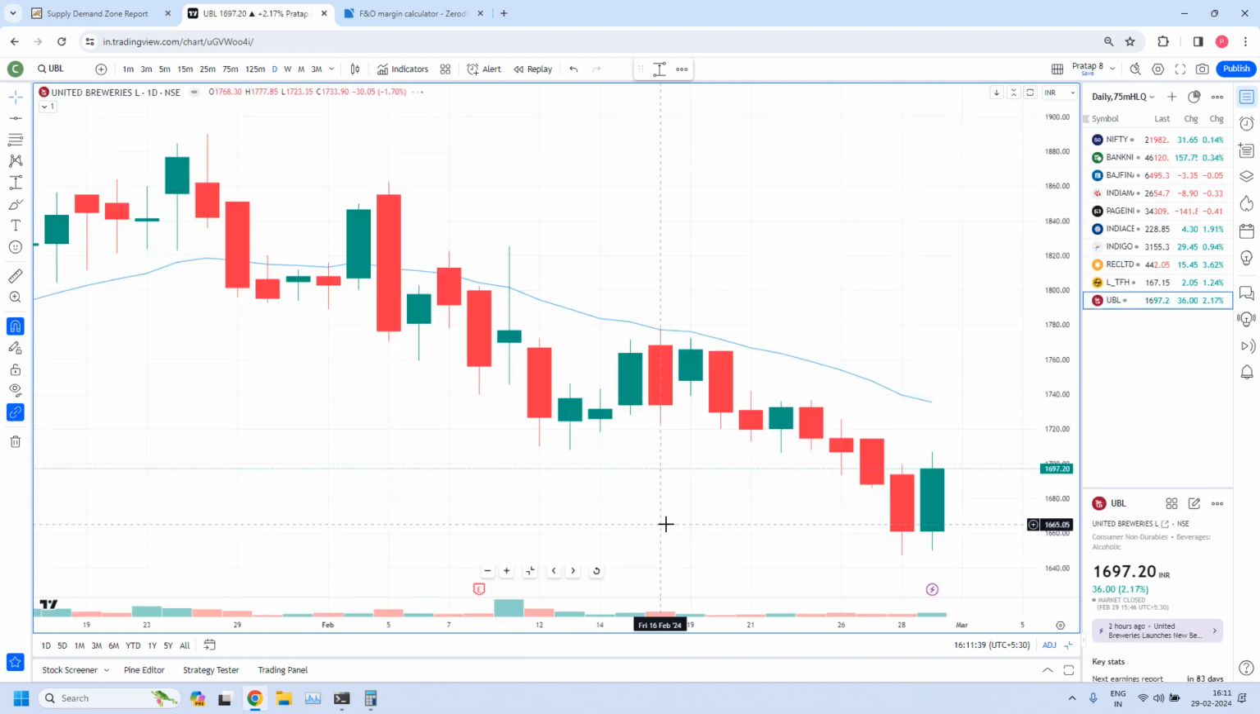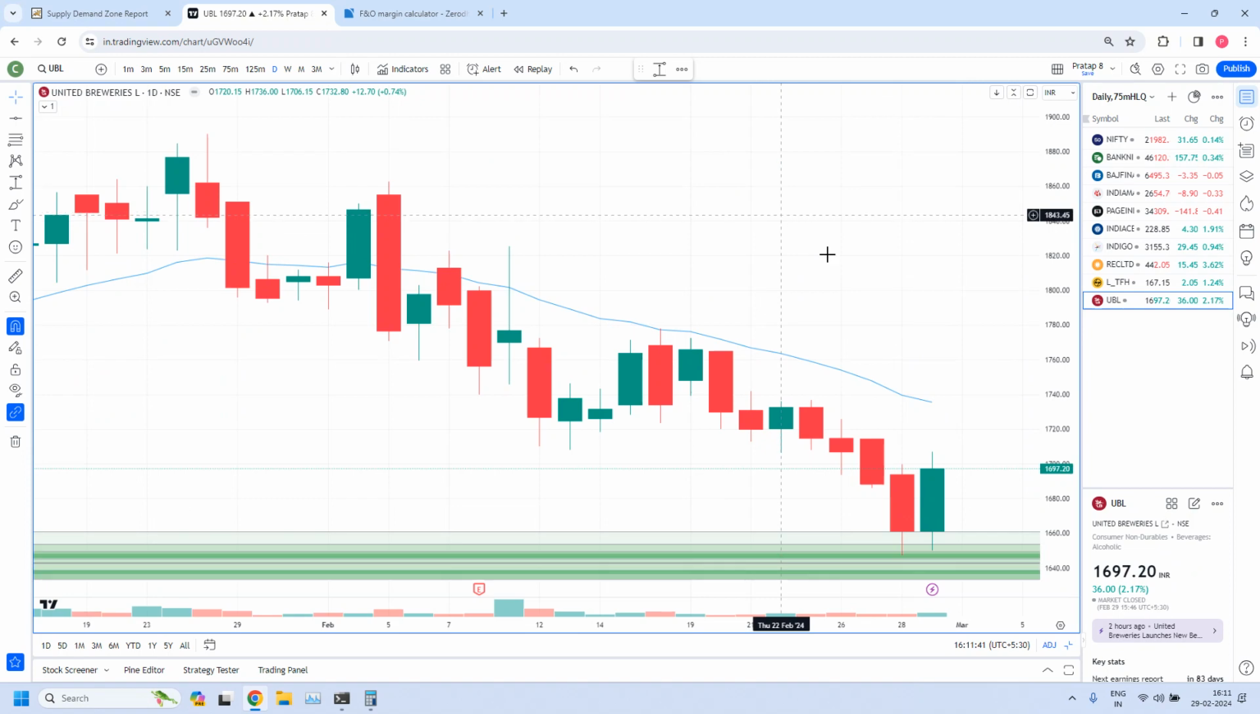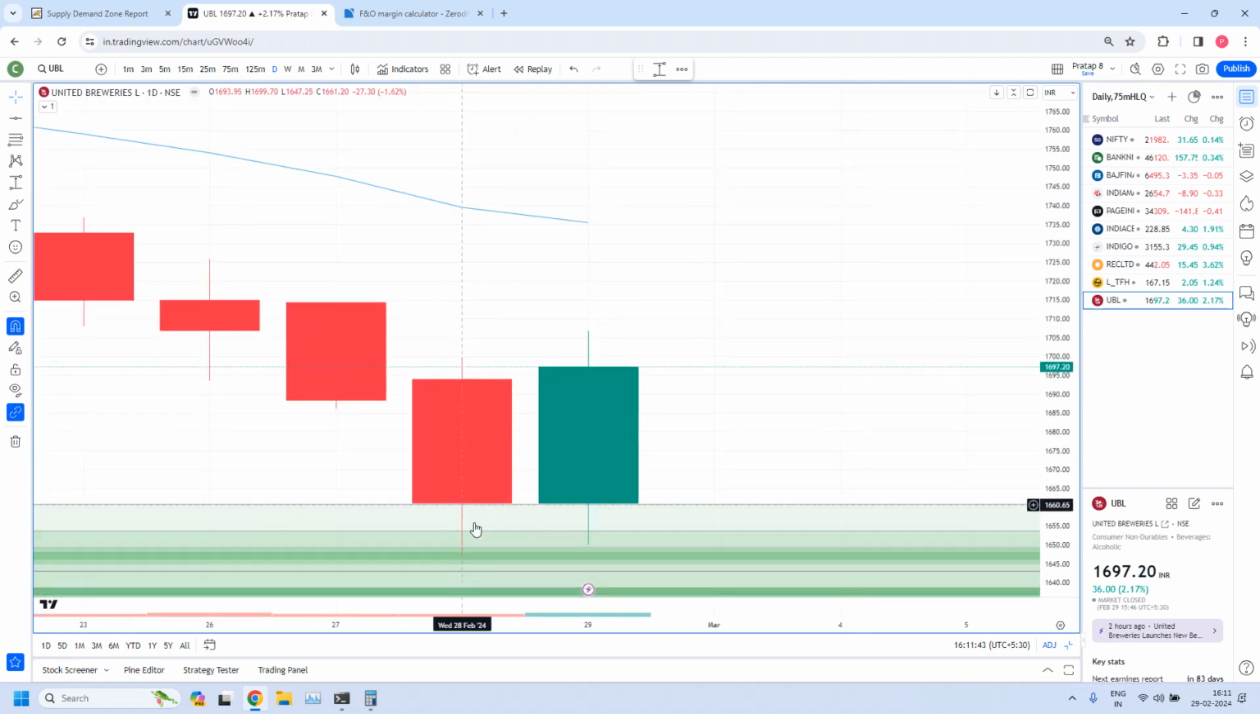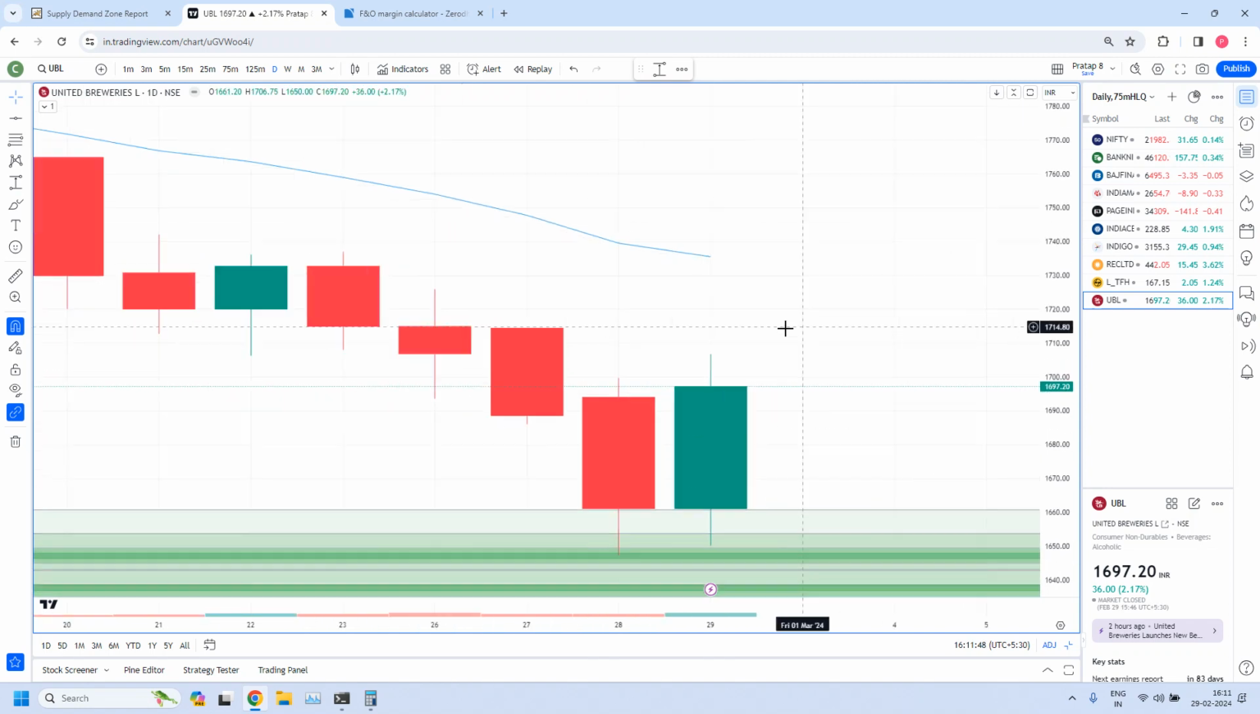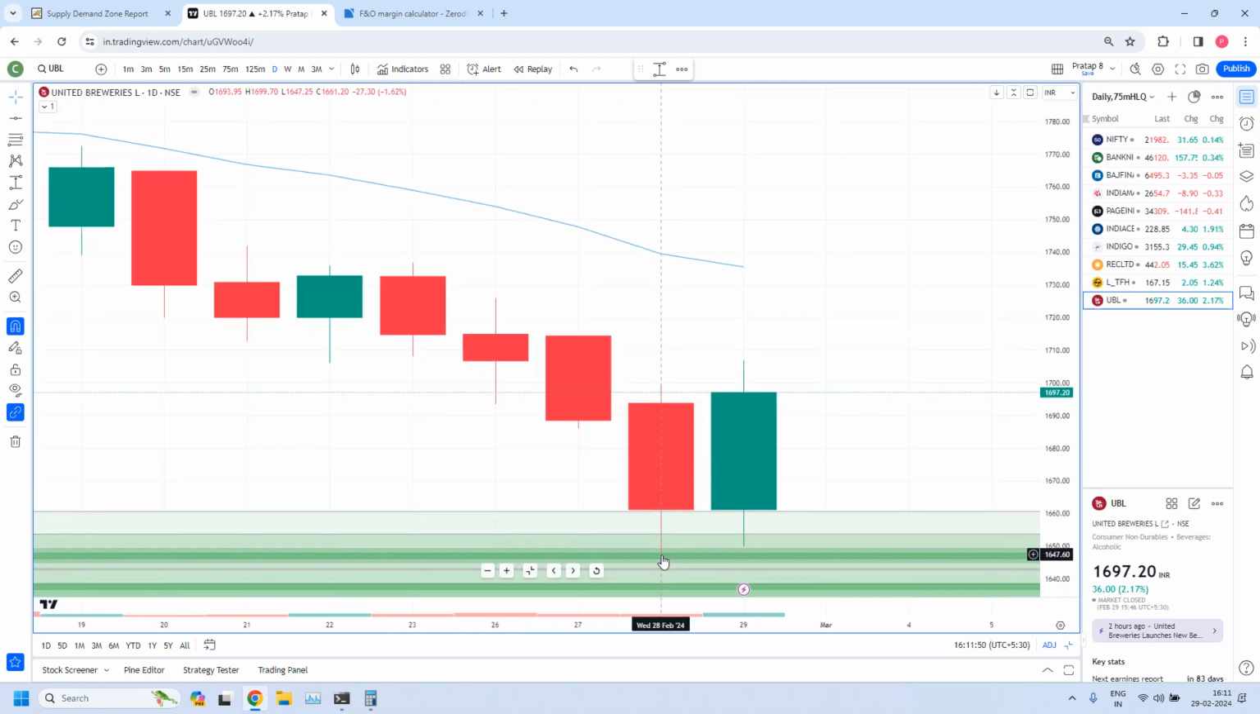And the next one is UBL. This was picked up from. Initially we thought this was picked up from today's. But if you see the daily candle, you will understand. Actually, orders were picked up yesterday. Today prices did not enter into this zone.